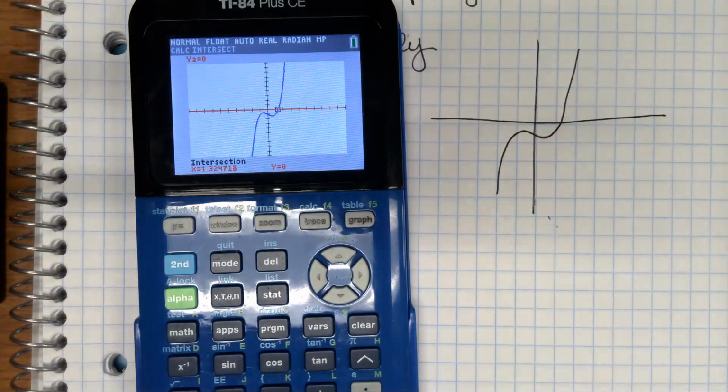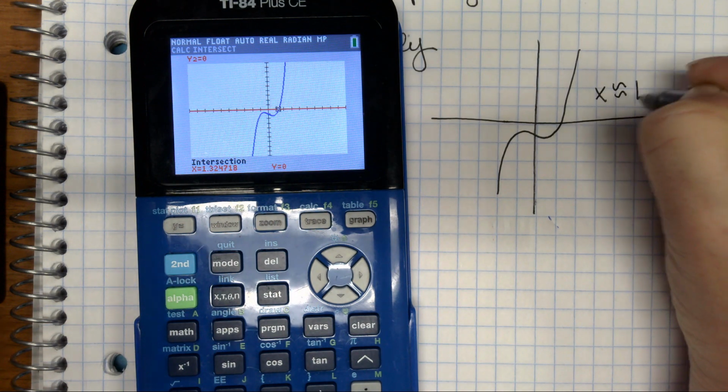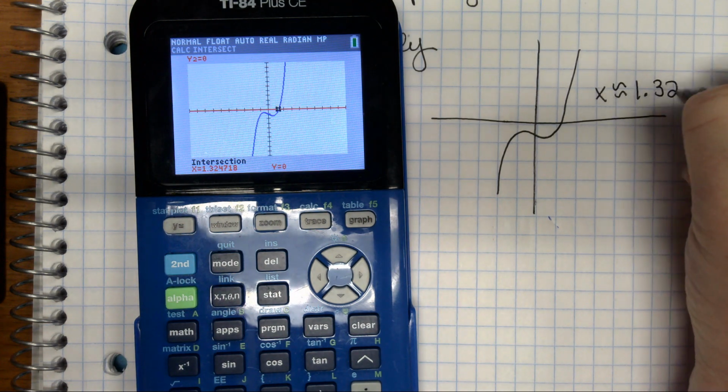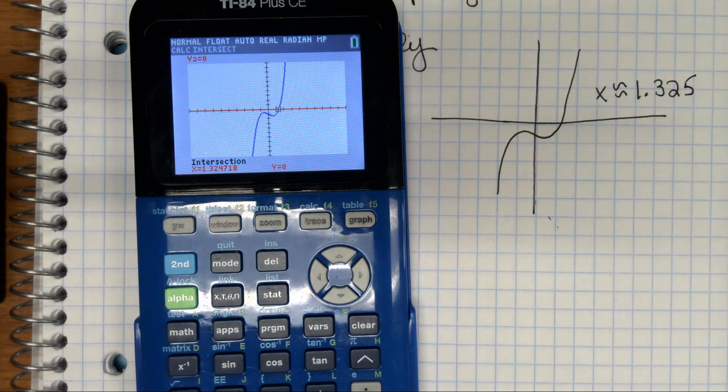Here's my sketch of my graph. My solution is x is approximately, I'll round to 3 decimal places, 1.325. Or you could truncate, 1.324.